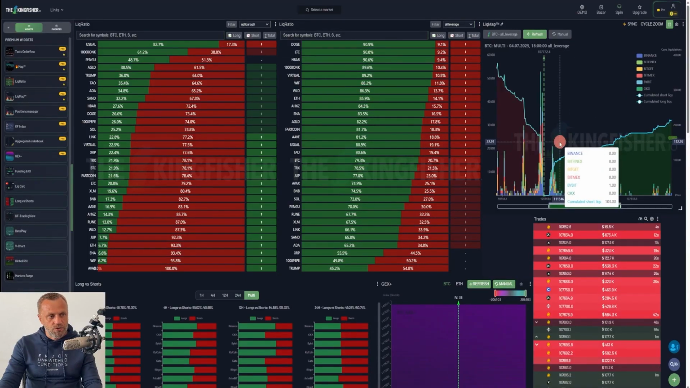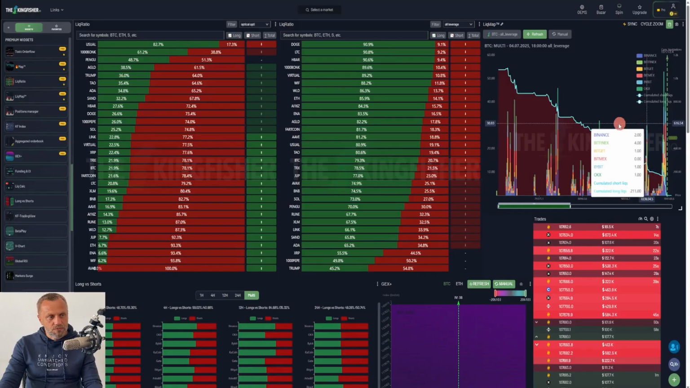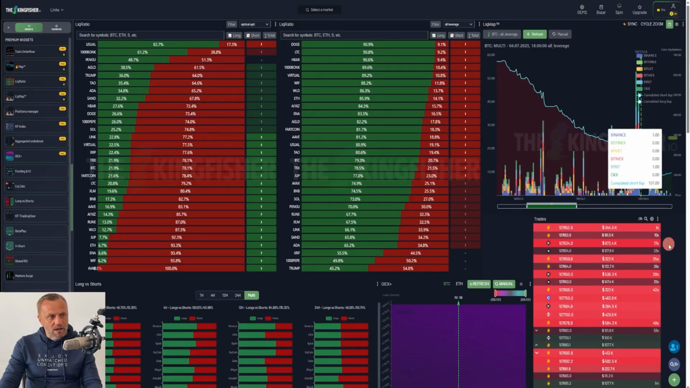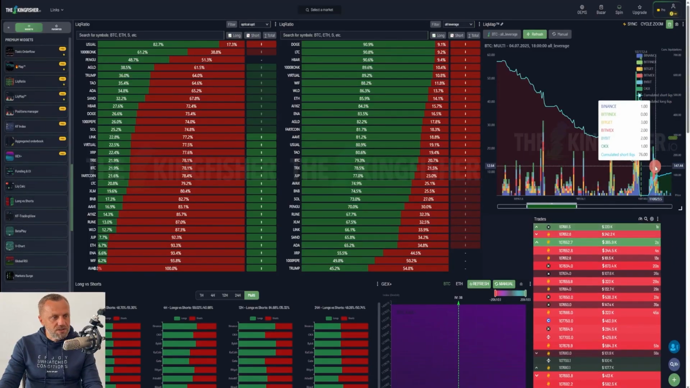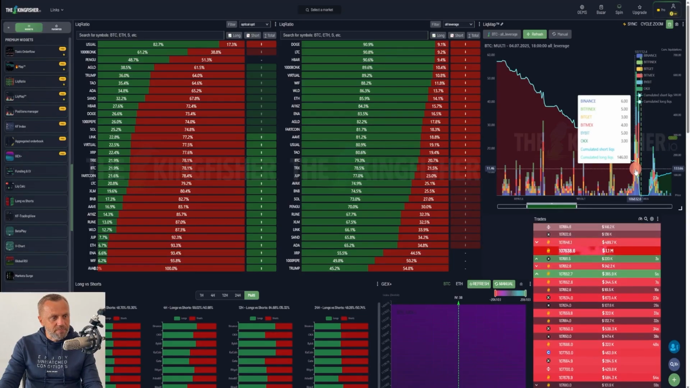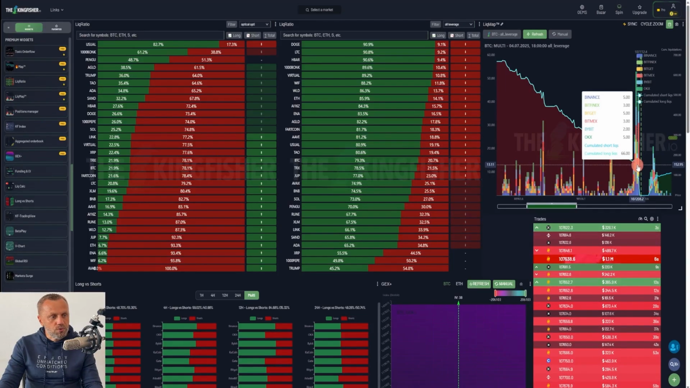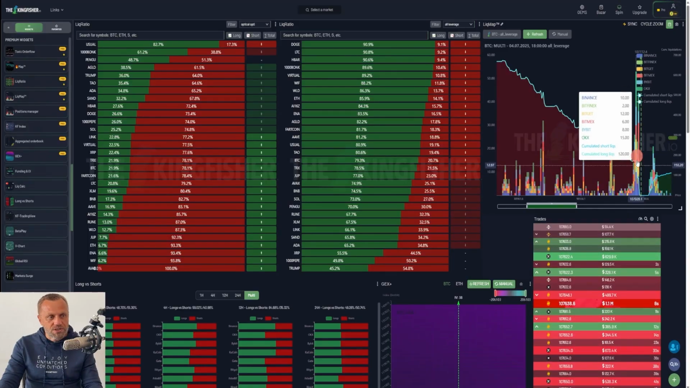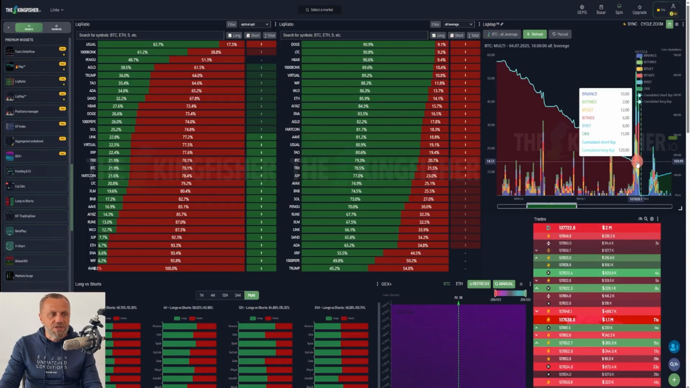We can expand this liquidation map, move it over here and take a closer look at it. Look, this area here is $110,000 and this cluster is roughly $106,800 to $107,000. So, it's likely that Bitcoin could move to capture and collect this liquidity.